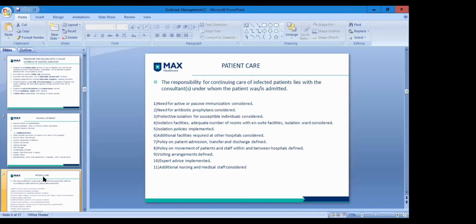So all these, again, the policies need to be defined for any outbreak management. What is the patient admission criteria? What should be the discharge? When should the patient be discharged or transferred to other areas? Policy on movement of patients and staff within and between hospitals should be defined.